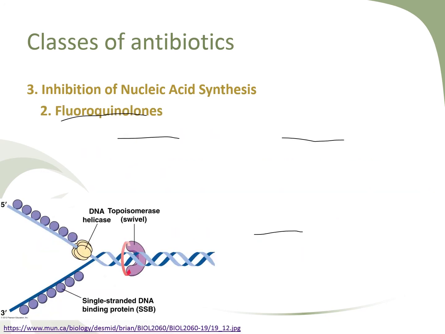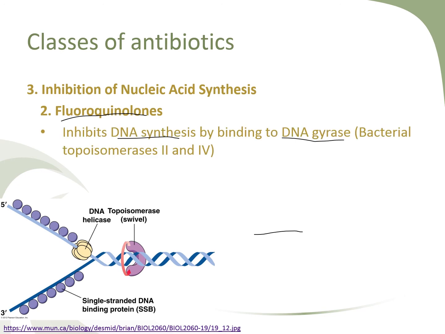Another example is the fluoroquinolones. They inhibit DNA synthesis by binding to DNA gyrase, which are topoisomerase 2 and 4. First I'm going to explain briefly what DNA gyrase and topoisomerase are. They are enzymes that promote the unwinding of the double strand of DNA when the DNA is being duplicated. If I don't have this enzyme, my DNA will be twisted and my duplication will stop, or even my double chain of DNA will be broken.